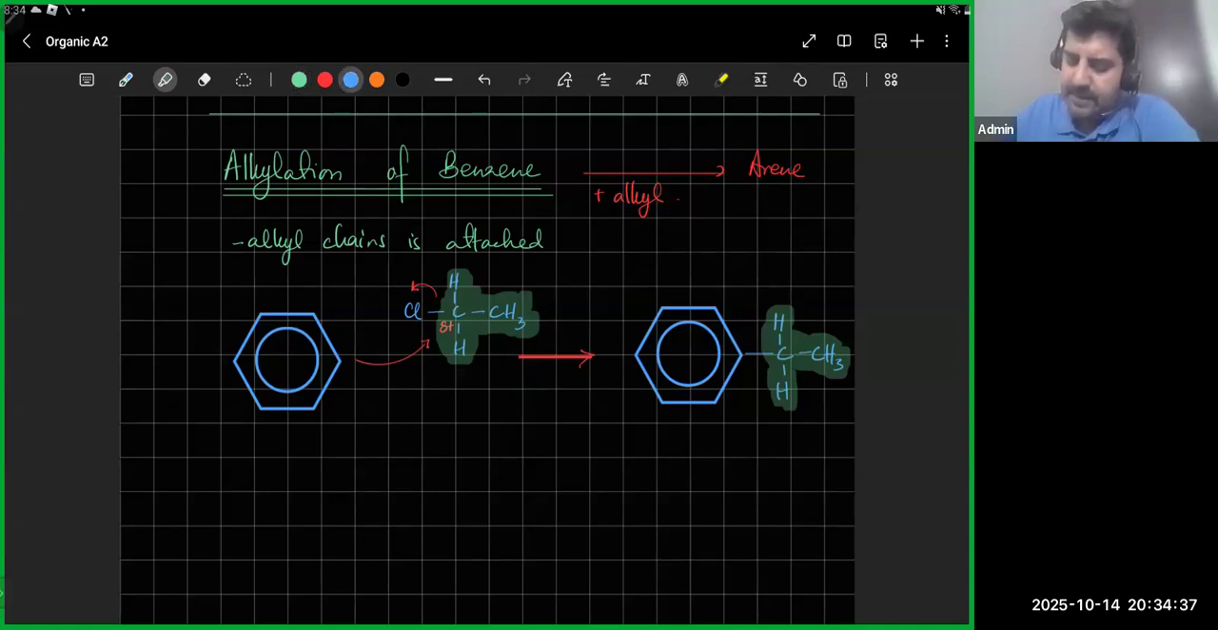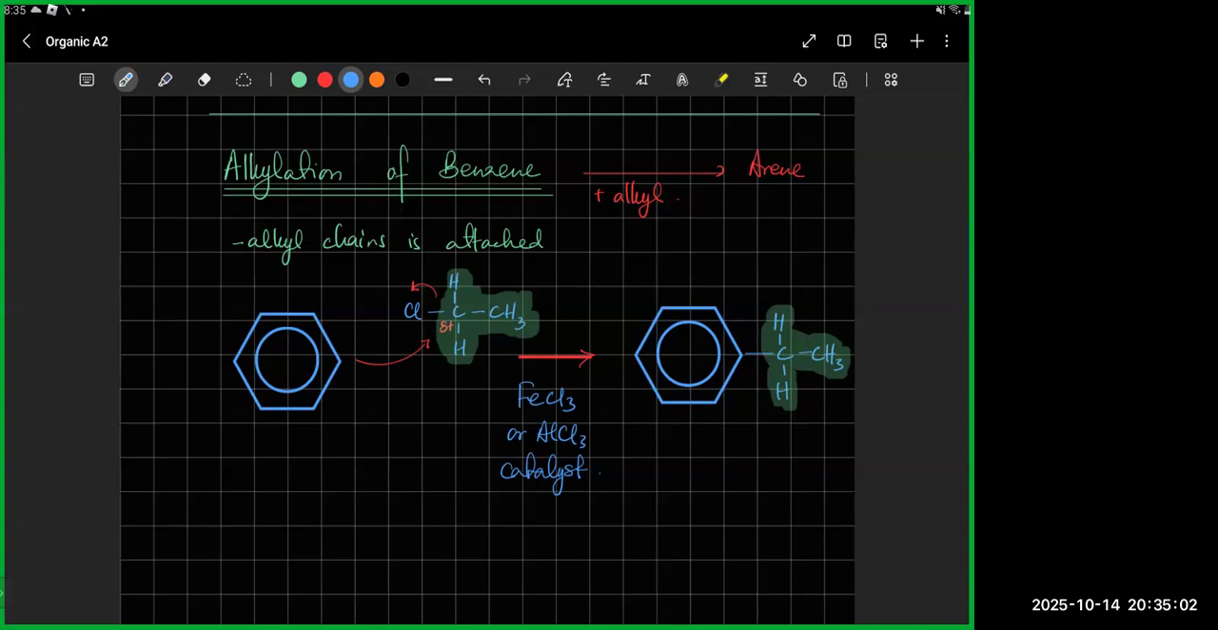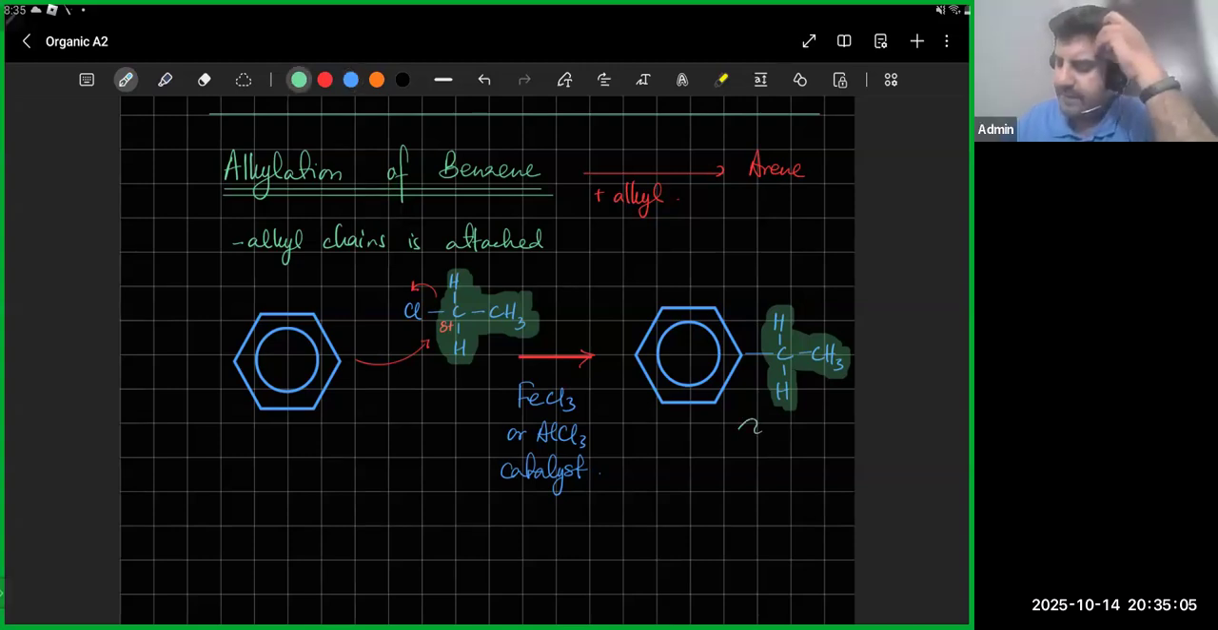And since benzene is not very reactive, you would need a catalyst, which is going to be FeCl3 or AlCl3 catalyst. Okay, clear? This is exactly the same way all the previous electrophilic substitution reactions happened. Is this clear? Yes. And you will also have HCl as a byproduct. The only difference is that the entire carbon chain is getting attached to it. It's just like nitration. It's just like bromination.